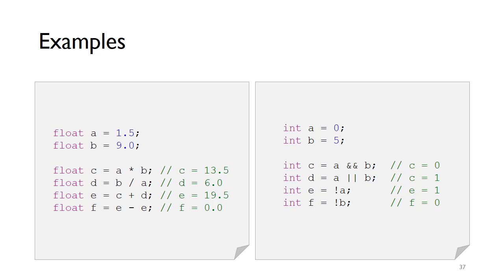a or b, 0 or 1, will give us a 1 for d. e equals not a, so you can see a is a 0, so not a will be a 1, so e will end up with a value 1. And then b is non-zero, so it's deemed to be true. So if you do not b, it becomes false, and f will be 0. So just be wary when you're doing the logical operations that you treat the values as zeros and ones, whether they're true or false. So whether they're 0 or non-zero.